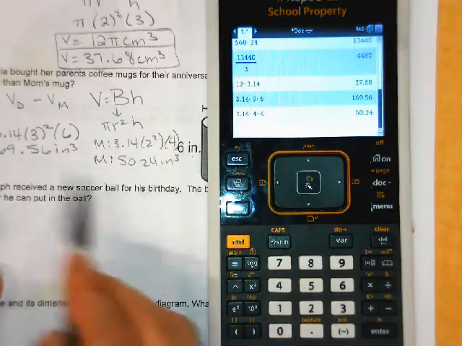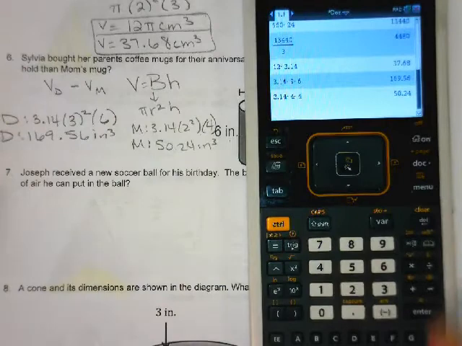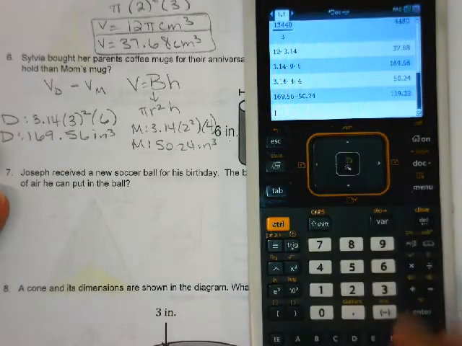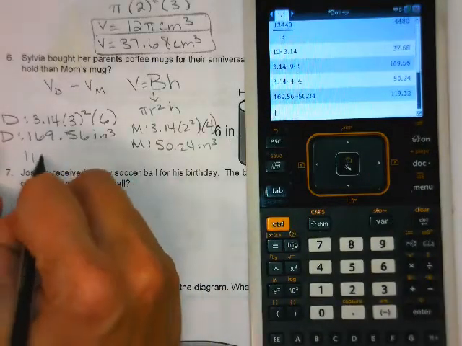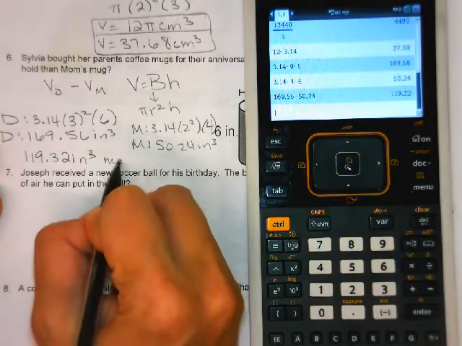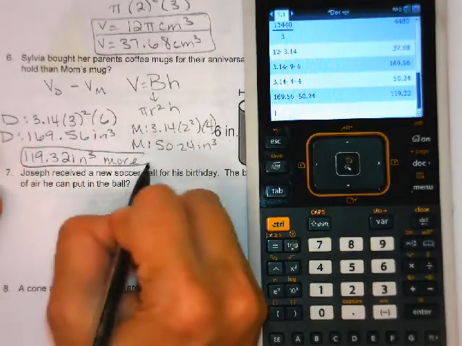So now, those would probably be separate answer choices, but we need to find how much more. So there's Dad minus Mom. So 119.32 inches cubed. More coffee for Dad.